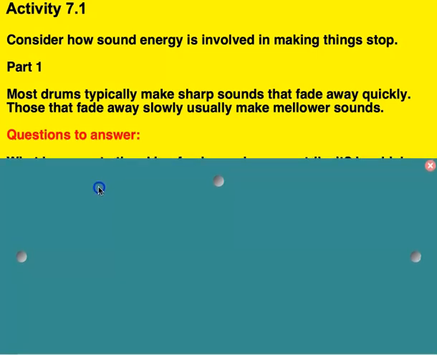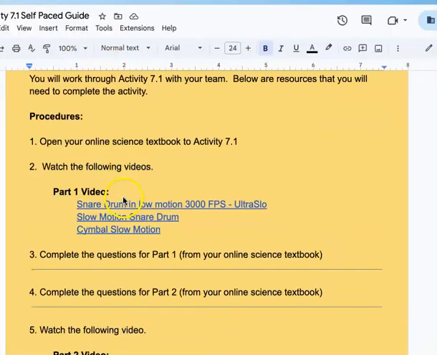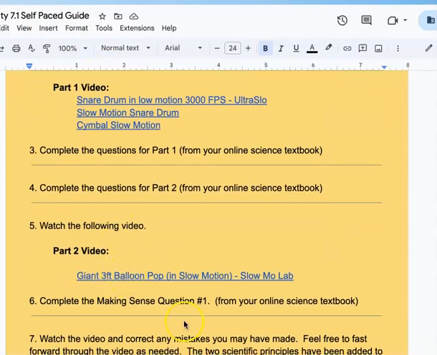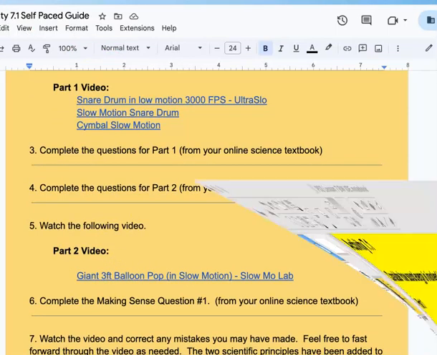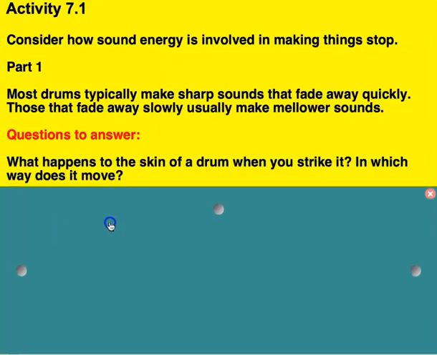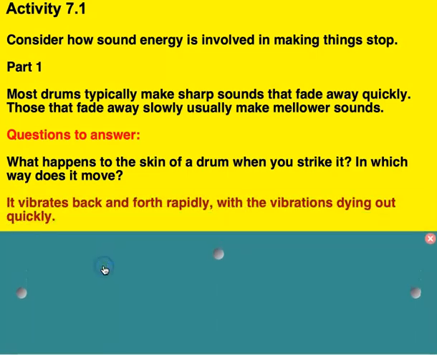And you watch the videos. So when I refer to the videos, it is these videos right here that you watch and this one that you watched as well. So when I talk about videos, I'm referring to those. So the first question is, what happens to the skin of a drum when you strike it, and which way does it move? You saw this in the videos, and you saw that they vibrate back and forth rapidly with the vibration dying out quickly. And some of the videos you watch were in slow-mo, but you could still see that the drum skin was vibrating back and forth until it died out, which actually happens pretty quickly.